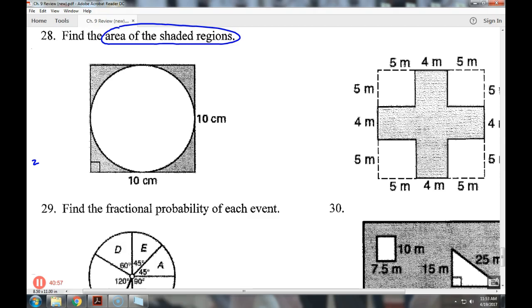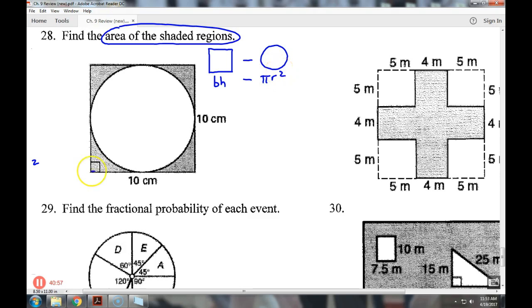Typically, with the area of a shaded region, you're going to have to do addition or subtraction. If you run into one like this on the test, just start off by giving me the basic shapes and showing me what you're going to add or subtract. For this problem, if I want the shaded region, I'm going to have to find the area of the square, and then subtract the area of the circle. So I need to know those two formulas. The square, remember, is base times height. A circle is pi r squared.